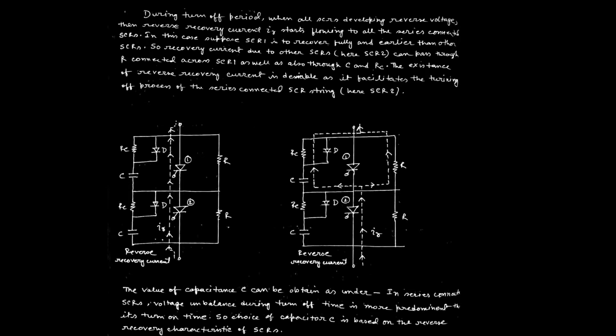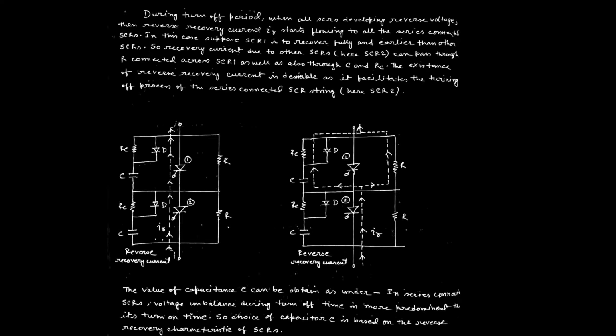Actually, see, once the reverse recovery current starts flowing in the opposite direction of the two SCRs, SCR1 and SCR2, if the first SCR is blocked, this reverse recovery current will be split into two components. One is flowing to the resistance which is connected in the static equalizing circuit, and a different component is flowing to the capacitor and the resistance which is connected in the dynamic equalizing circuit.